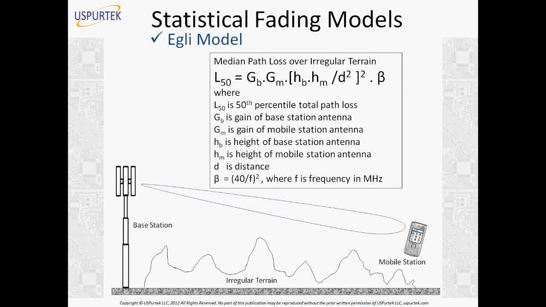Like if you're starting out and setting up your macro cells in some greenfield area where nothing was there before, this could be a good model to start with. It gives you a good estimate of, okay, this will be my estimated path loss in this region. And then you can refine your model after that using more advanced models.